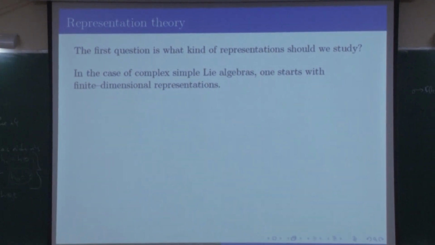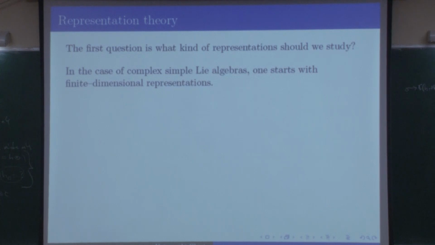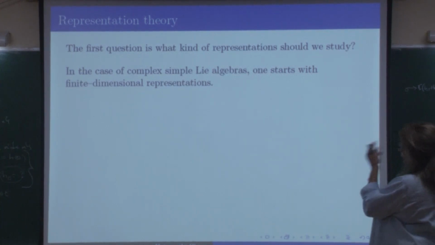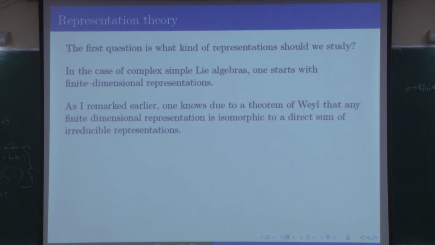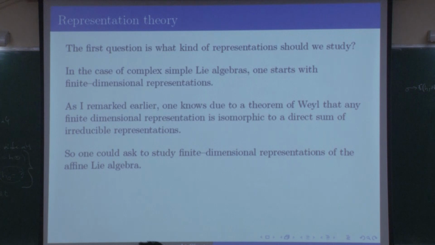Are there any other questions? When you're doing a first course on representation theory, whether it's groups or Lie algebras, you study finite dimensional representations. When you study finite groups, you study finite dimensional representations as well. So we want to maybe do that here as well. Now we know, due to this theorem of Hermann-Weyl, that finite dimensional representations of a semi-simple Lie algebra are isomorphic to a direct sum of irreducible representations. So we can say, okay, let's study finite dimensional representations of affine Lie algebras.